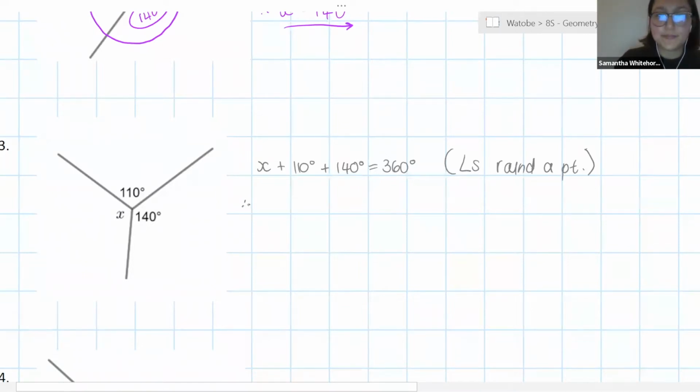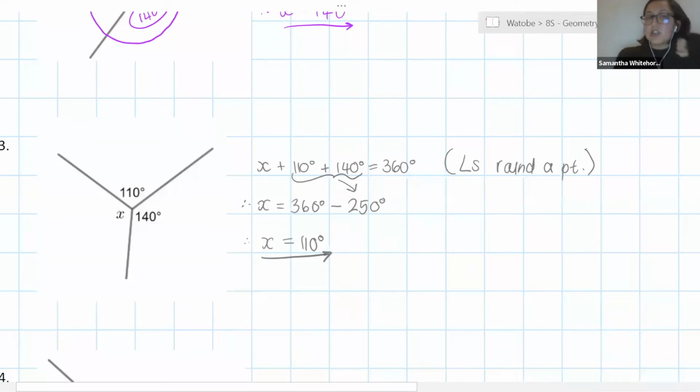So what's your next step? My next step is that I say x is equal to 360 minus 250. And where did you get 250 from? I added 110 plus 140. Perfect. Okay, and so x then is equal to? X will give me 110. Awesome. Well done, Ayanda. Thank you.